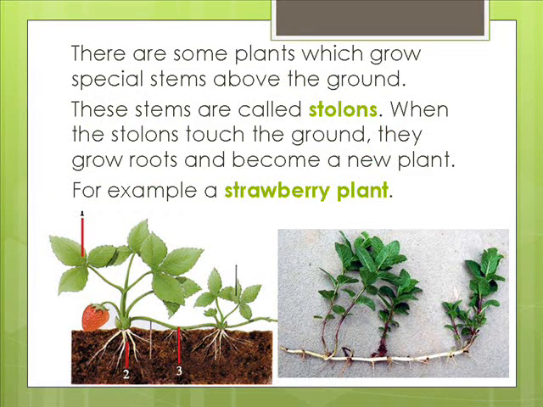There are some plants which grow special stems above the ground. These stems are called stolons. When the stolons touch the ground, they grow roots and become a new plant. For example, a strawberry plant.